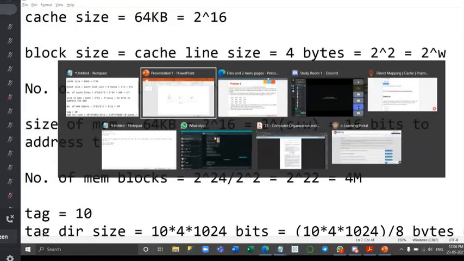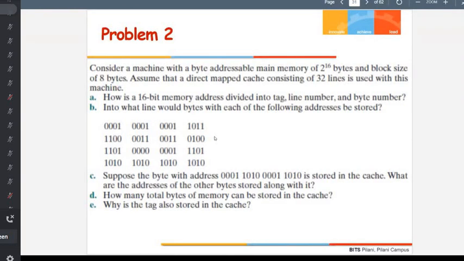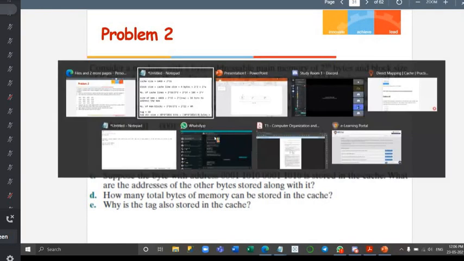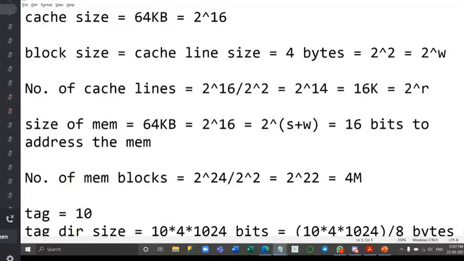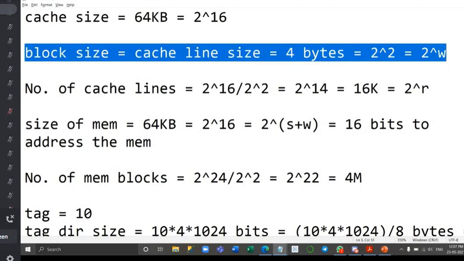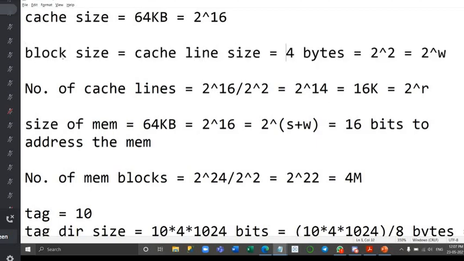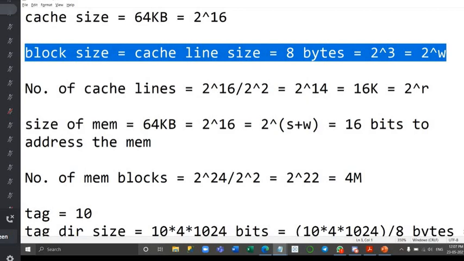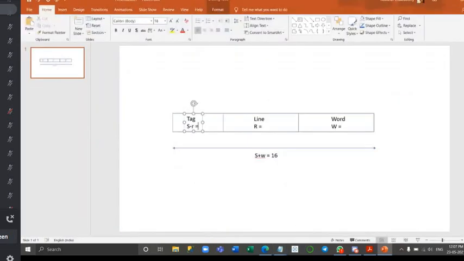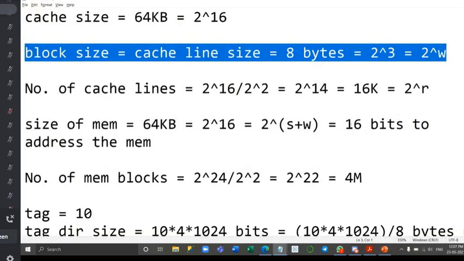16 is given to me. The block size is given as 8 bytes. Now my block size is equal to my cache line size, so I have this as 8. 8 means 2 to the power 3. So from this I found out the value of W. Whatever details we can extract, we'll extract in the beginning itself. So W is 3.